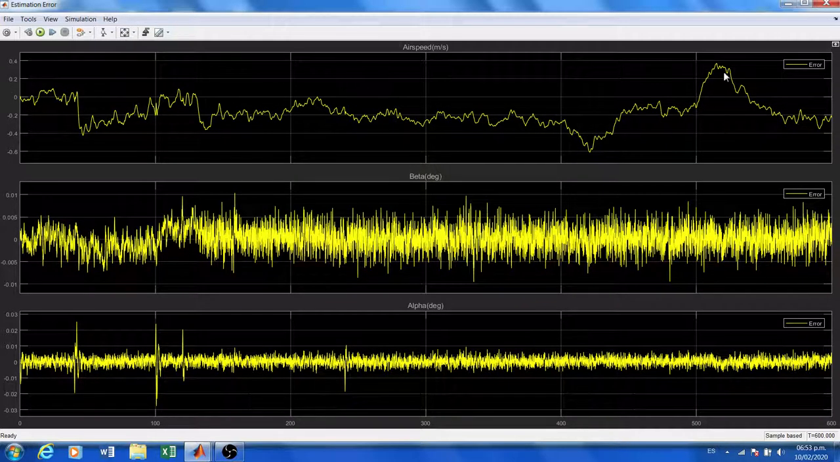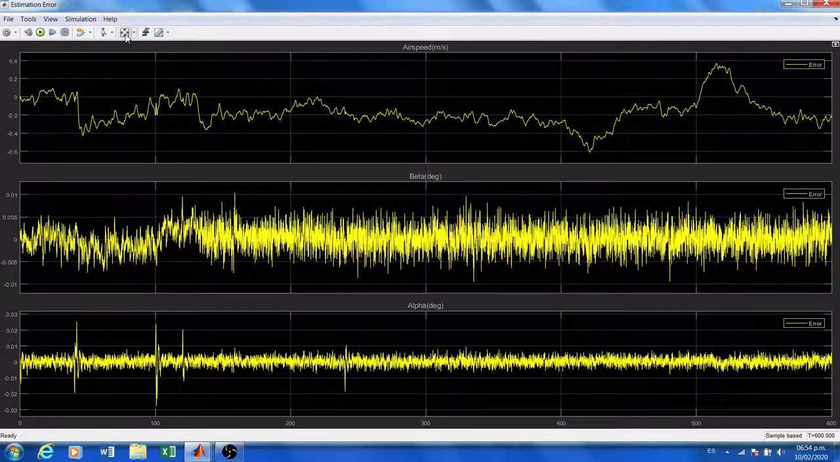The estimation error is lower if we inject the failure during the descent. Look, it's less than about 0.4 meters per second. Yeah, not too much. Beta and alpha estimation errors are very low, near zero, and the airspeed error is less than 0.4 meters per second, 0.3 something here, always at the end of the acceleration, but then it converges again to zero.